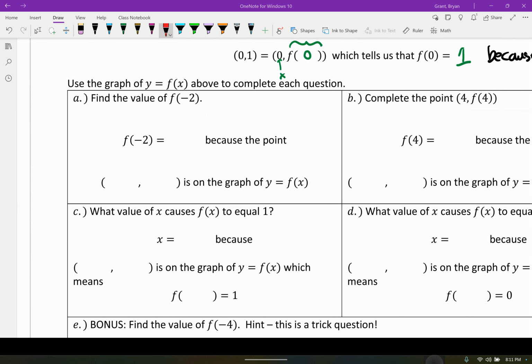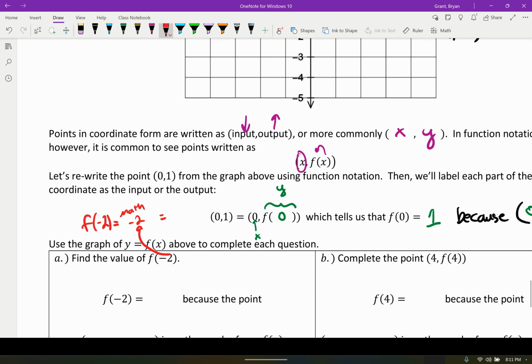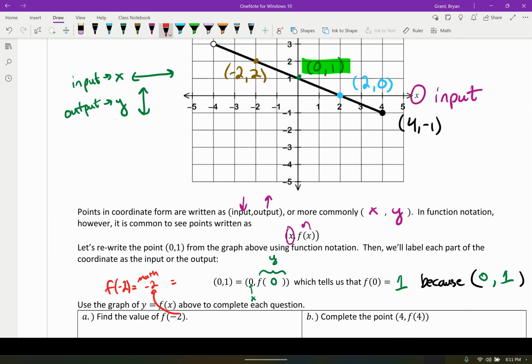Now if you knew the formula, if you knew what f of x actually equaled, then you would take -2, put it in the formula, do some math to it, and it would give you an answer. But we don't know the formula, but we know the picture that the formula makes, because that's what a graph really is. It's a picture of all of the inputs and outputs of whatever formula made it. In this case, our picture is a line. So our formula created a line.